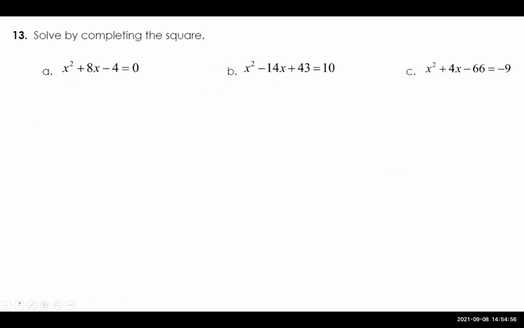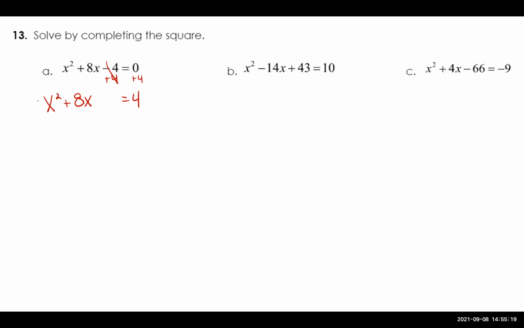Okay, solving by completing the square. We are going to start by moving c to the other side. So I'm going to add 4 to both sides. We have x squared plus 8x. I'm going to leave a gap right here.